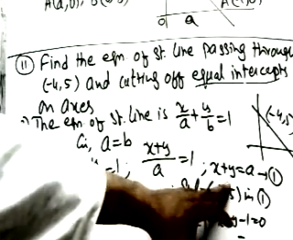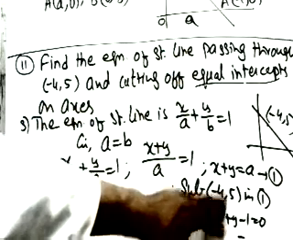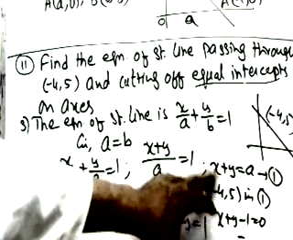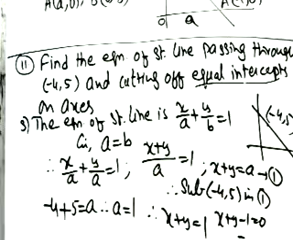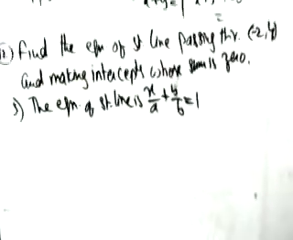Got it? Because after substituting A, how to find A? In the question it is given that the line passes through this point. That means this point lies on this. This point lies on this. Therefore, we can substitute minus 4 in place of x, 5 in place of y. Let me do one more question here.